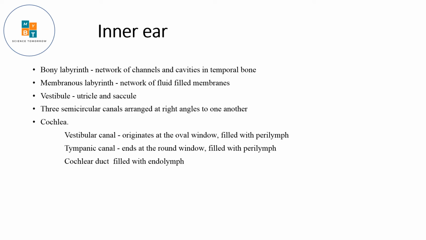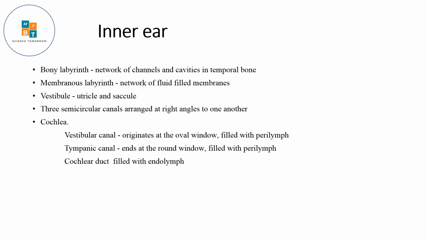Inside the ear, you have three semicircular canals which are arranged at right angles to each other. One is to the front, one is up, and one to the side. You can consider it like this: if you take your hand and keep the first three fingers so that all three are perpendicular to each other, that is the way the semicircular canals are situated.